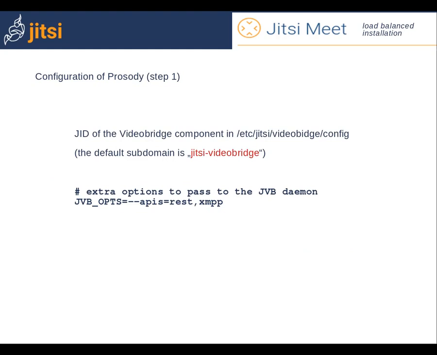If you are not sure about the JID that each video bridge will use to connect to XMPP, you can find them in the config file /etc/jitsi/videobridge/config. Look for the line with JVB_OPTS and the option called subdomain. If there is no such option on that line, this video bridge will connect using the default subdomain, jitsi-videobridge. To get the full JID that you need to enter in the Prosody config, just add your domain name after each video bridge subdomain.